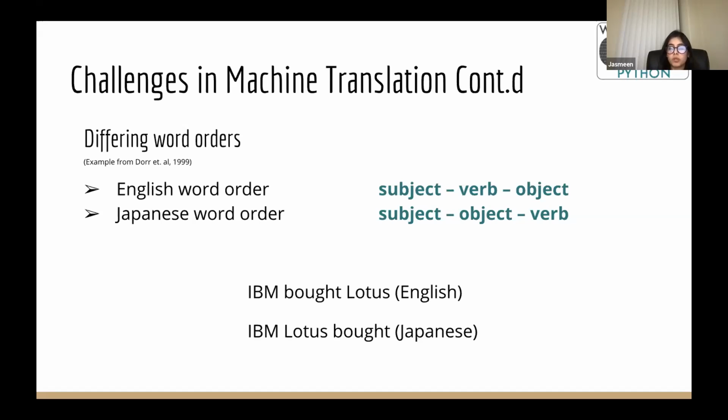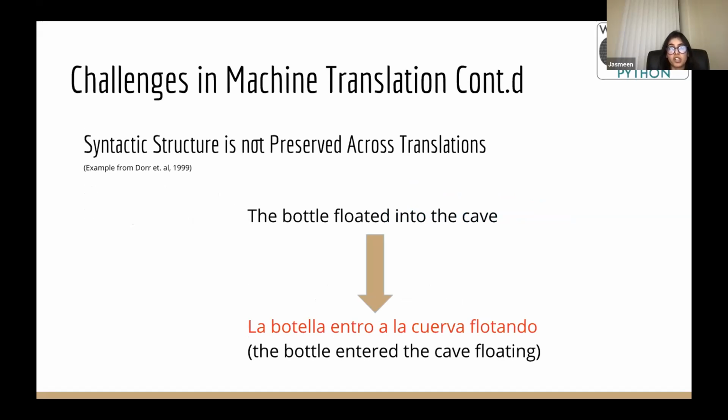There's another interesting problem where you see syntactic structures not necessarily preserved across translation. Different languages can express concepts fundamentally in a very different way. So here we have an English sentence, the bottle floated into the cave. And here's the Spanish translation with the paraphrase of the translation. So the translation is literally the bottle entered the cave floating. So there's not necessarily a direct correspondence between the syntactic structure of these two translations. So these are a few challenges of machine translation systems.